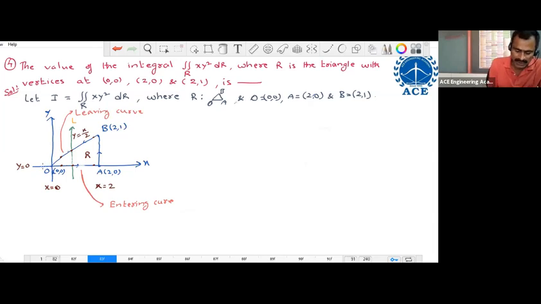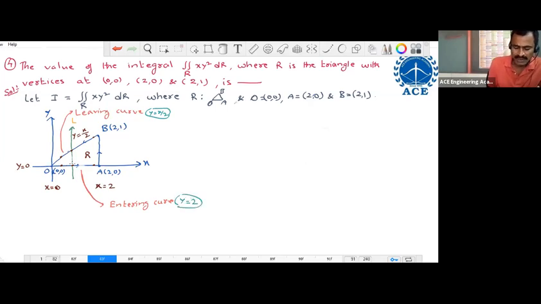The equation of the leaving curve is y equal to x by 2 only. And we are finding the limits of y. From this equation of the curve, write y in terms of x. It is already y in terms of x only. So the upper limit is y equal to x by 2. And from the entering curve, we can write y in terms of x. The equation of this curve is y equal to 0.